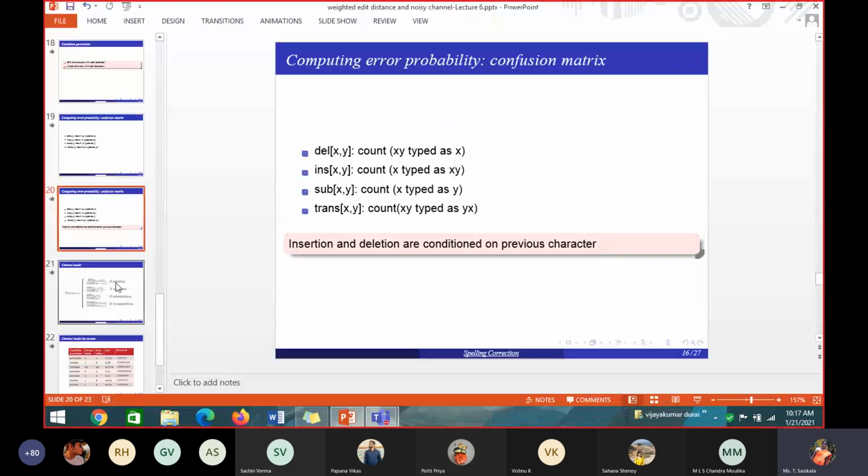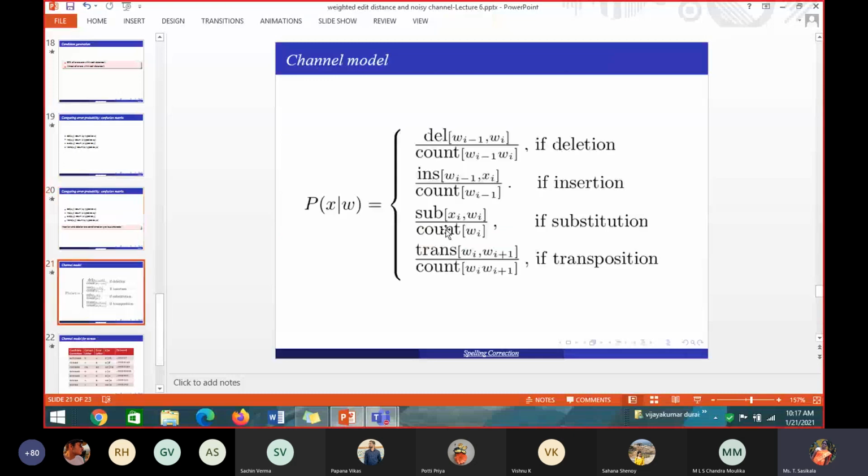Similarly for deletion. So substitution, can you tell me what it will be? How many times? See, for example, in substitution, A is substituted as B. A is in my corrected corpus, but that is written as B in my error corpus. So A may be W_i and B may be X_i. How many times does W_i occur in my corrected corpus? Among those, how many times is W_i substituted as X_i in my error corpus? So that is called substitution.